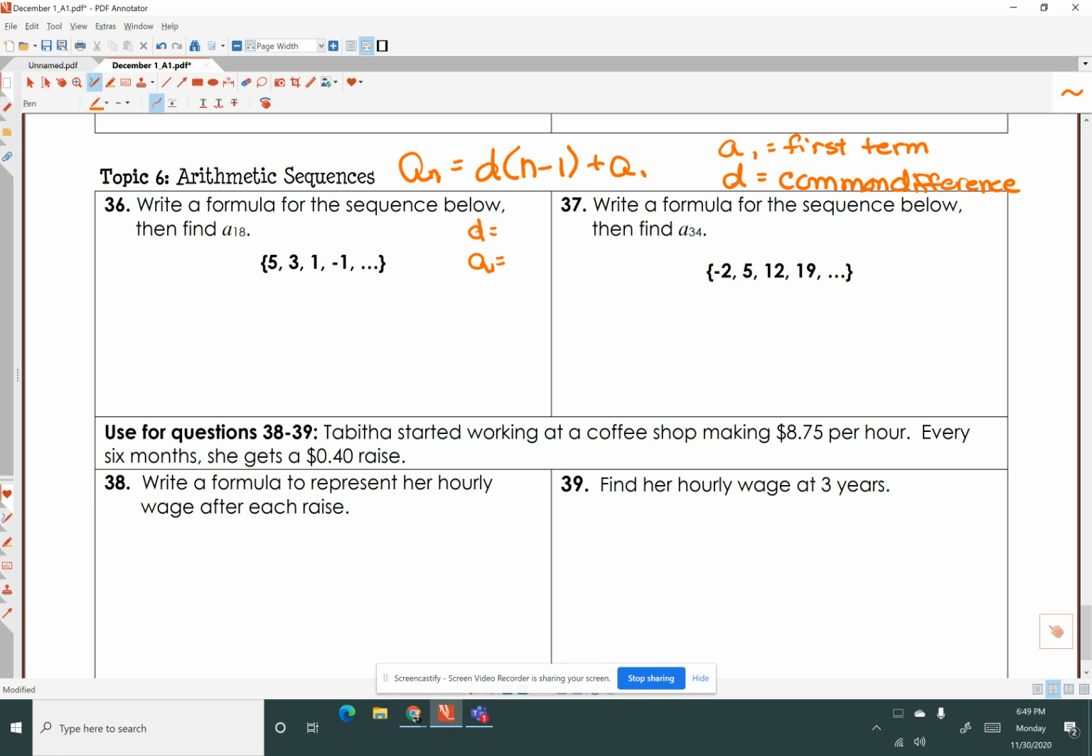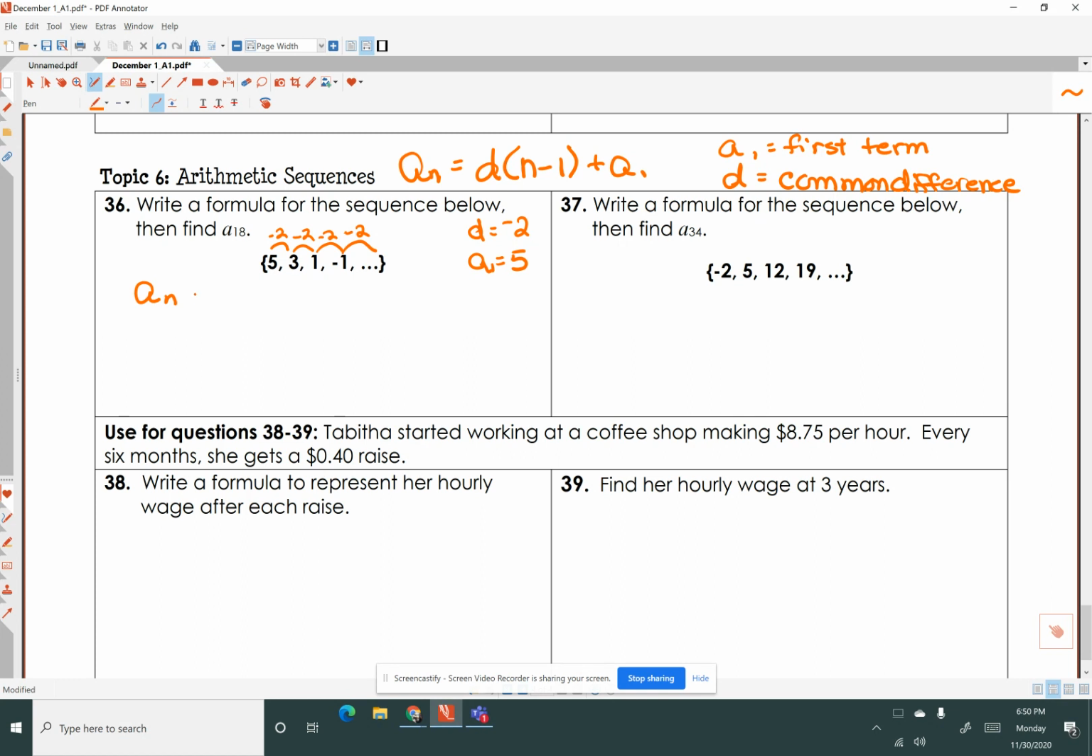So our first term is 5. And what's happening here? Subtracting 2, subtracting 2, subtracting 2, subtracting 2. So our common difference is -2. So we're just going to find the formula at this point. That's all they've asked us to do.